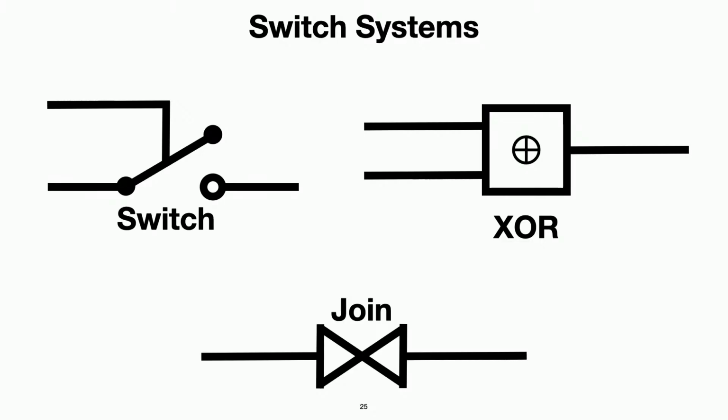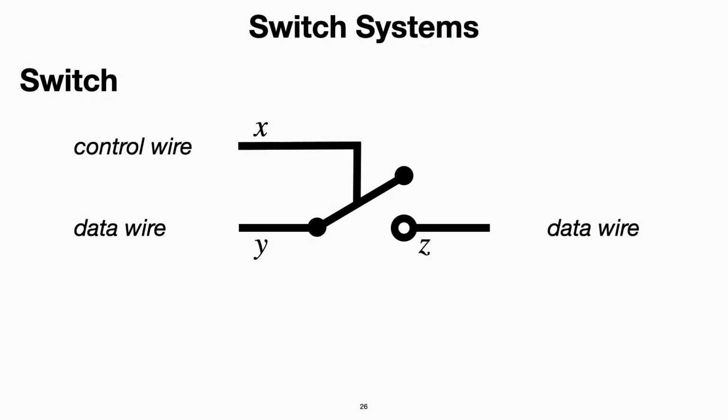All right. So again, we have a circuit model. There's just 3 gates. Okay, so it's not so bad. So let me tell you what these gates are. We have switches, XORs, and joins. So let's start with the titular gate, which is called a switch.